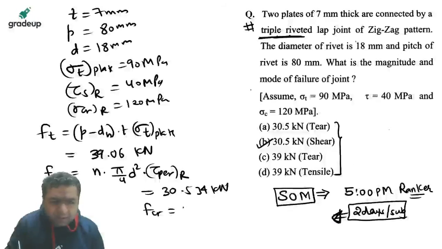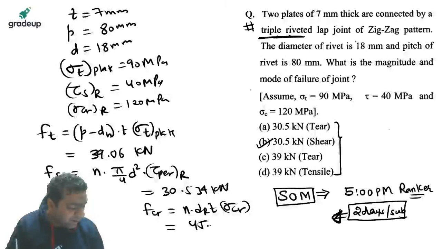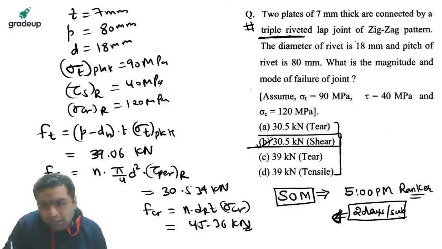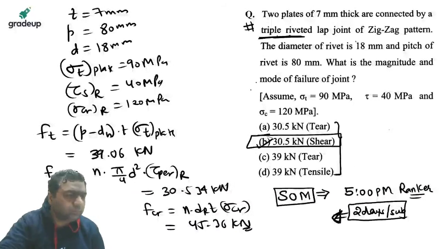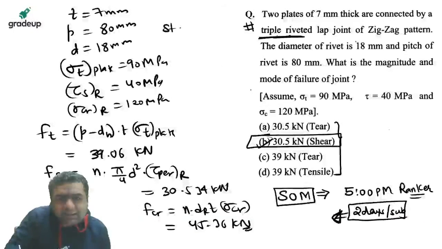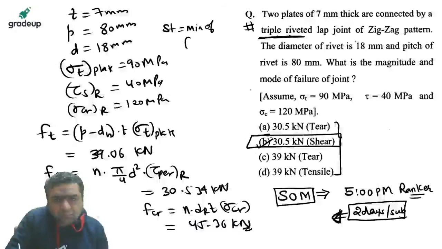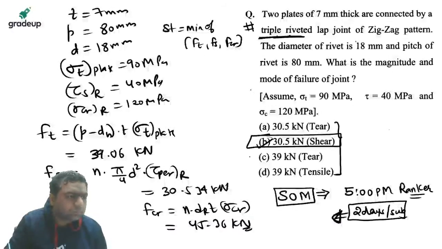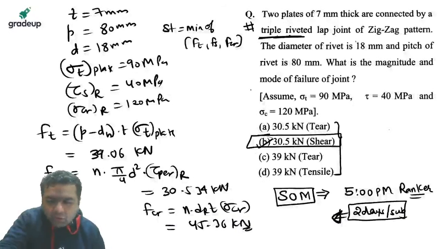Then crushing will be coming out to be n d t sigma crushing. The answer will be coming out to be 45.36 kilonewton. The answer will be B, because you know the strength is minimum of these three. Efficiency not asked, TPM.